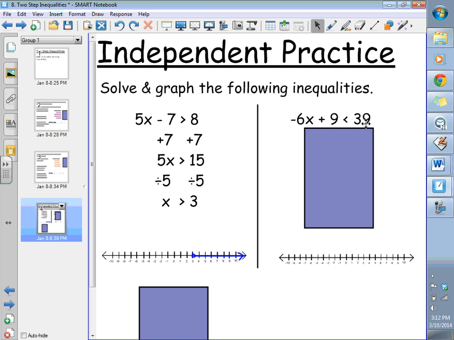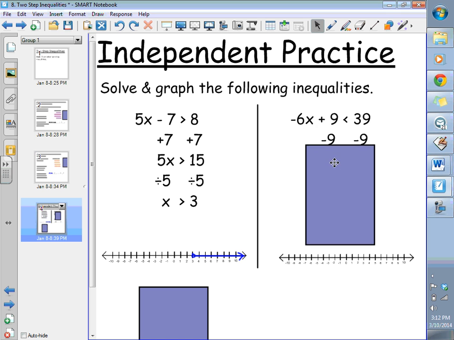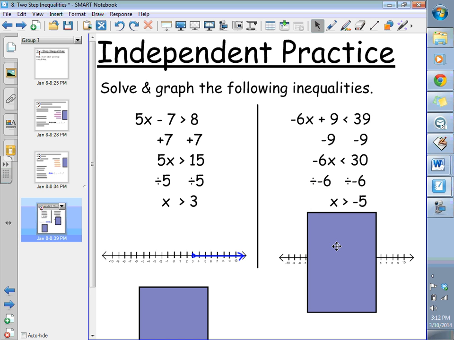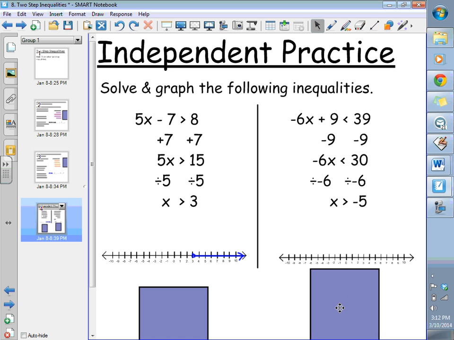Okay, and then the last one, negative 6x plus 9. We subtract 9 from both sides. We get negative 6x is less than 30. Divide both sides by negative 6. Hopefully you remembered that you have to flip the sign because we divided by a negative 6. And we get x is greater than negative 5.